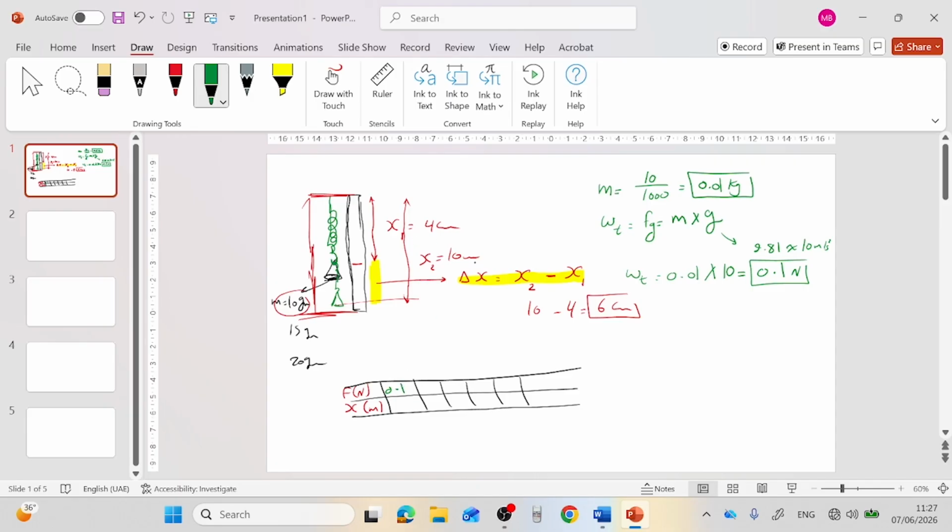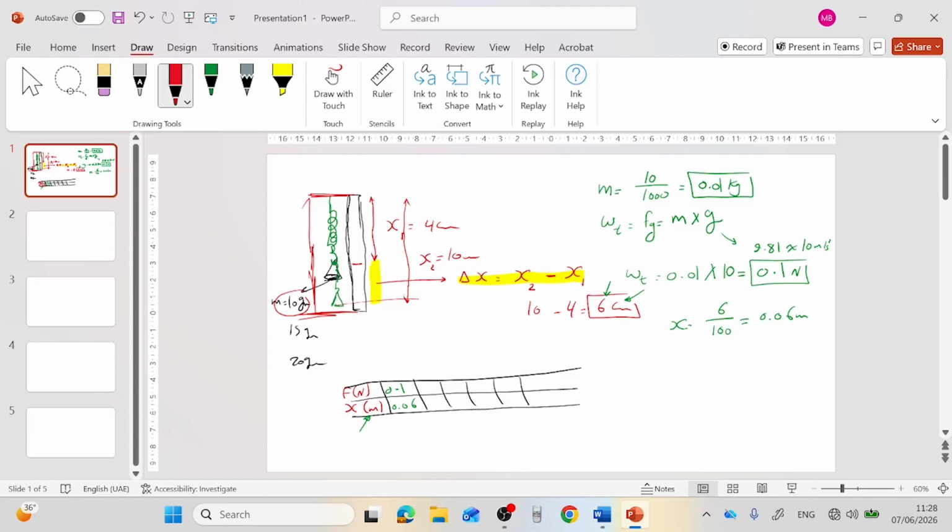And the corresponding length, according to this measurement, was about 6 centimeter. But we have another problem. The extension should be in meter. How can we convert the displacement or the extension from centimeter into meter? By dividing this extension by 100, because each 1 meter contains 100 centimeters. So it is 0.06 meter.